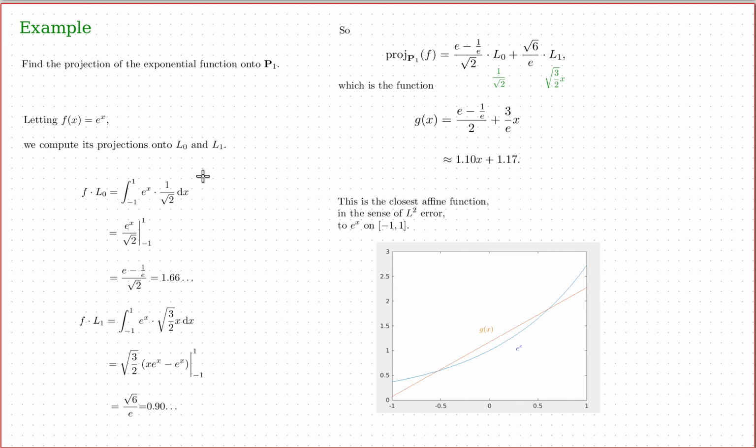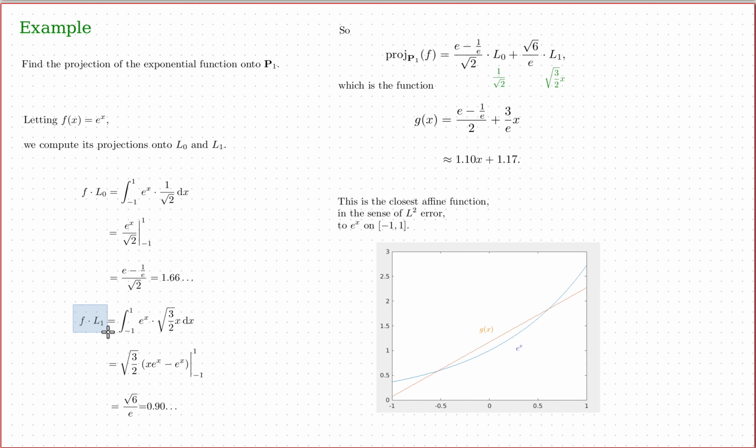So f dot L0, that's the integral from -1 to 1 of e to the x times 1 over radical 2. This is easy. I think I'll skip over some of these steps. So this is the exact value you come up with. It's about 1.66. Okay, so that's the dot product of the exponential function with L0. Remember that this is actually the average value of the exponential function on that interval from -1 to 1.